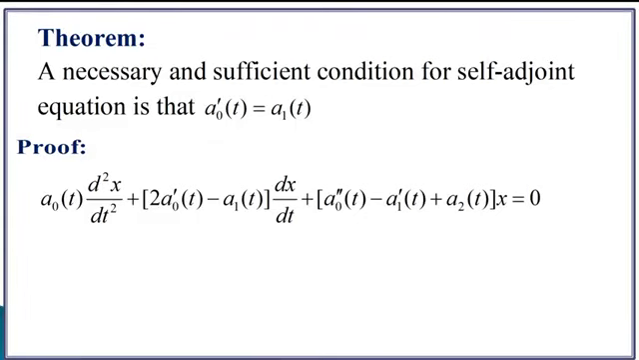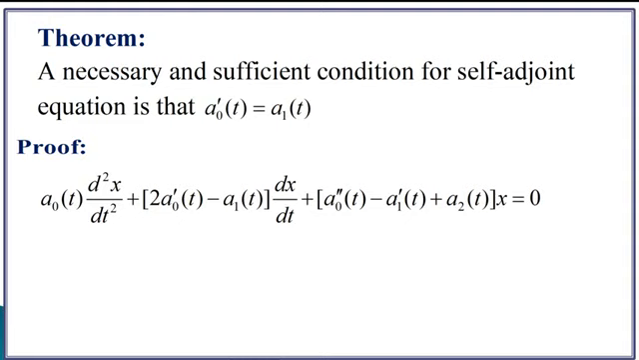Theorem. So how can we identify self-adjoint equations? This is a necessary and sufficient condition for self-adjoint equations: if the derivative of a0 equals a1, the original equation and its adjoint equation become identical. This is a very simple proof. You just put a0 dash in place of a1.